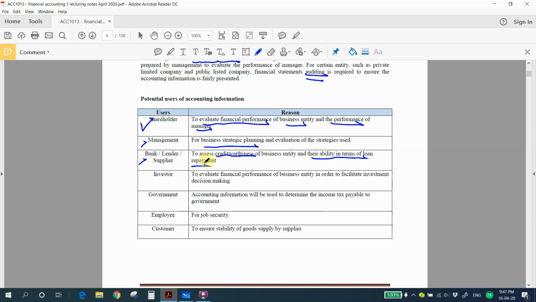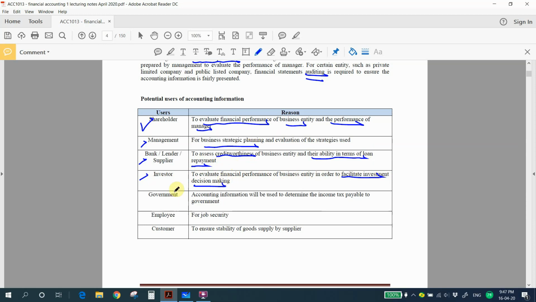What is the meaning of credit worthiness? It is your payment behavior, whether you are a trustable person, whether you can pay the money or not. So we use credit worthiness to assess whether a person can make repayment or not. Next, investor. Investors evaluate the financial performance of the business entity in order to facilitate investment decision making.